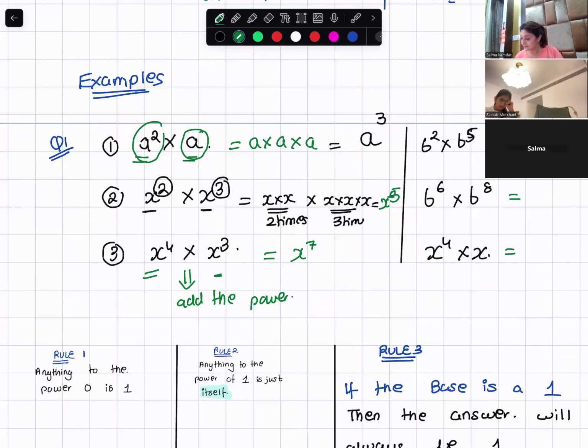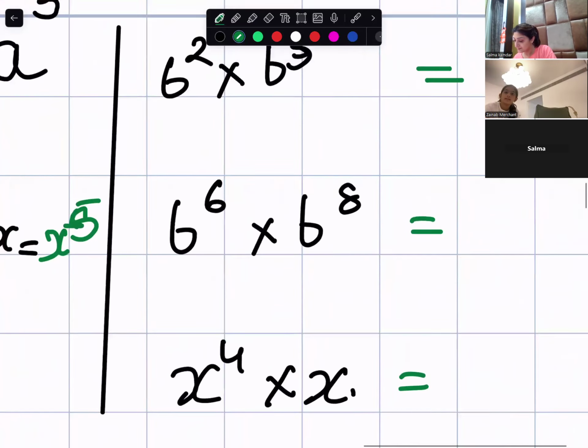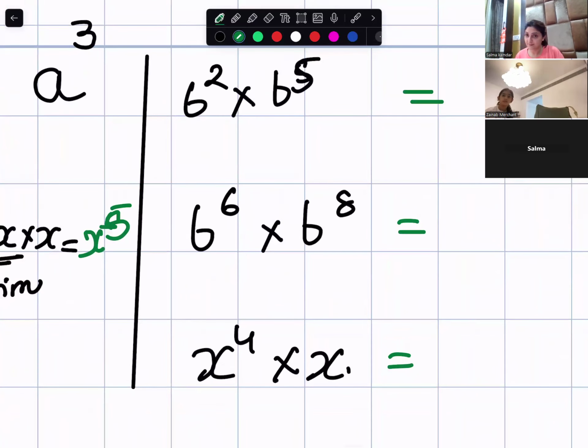Which one? Okay, come on, tell directly. That one, 7. B to the power of 7. Sorry, this is B, not 6. B to the power of 7. Okay, can you do the next one?